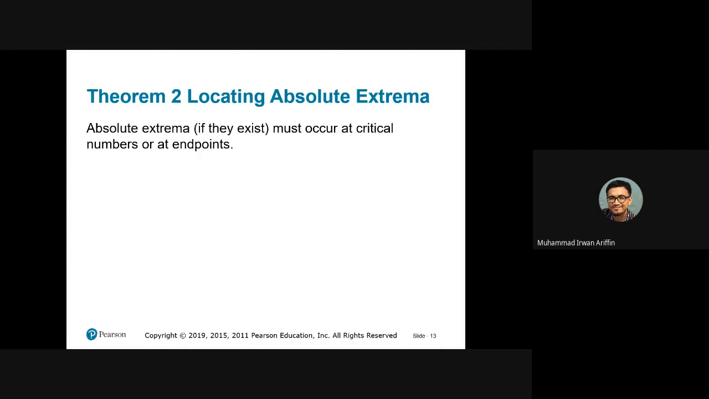So absolute extrema, if they exist, must occur at critical numbers or at endpoints. So there are two candidates, two places where we need to investigate if we want to find the absolute extrema. They must occur at either the critical numbers, or at the endpoints. The endpoints are candidates for either the highest or the lowest point.